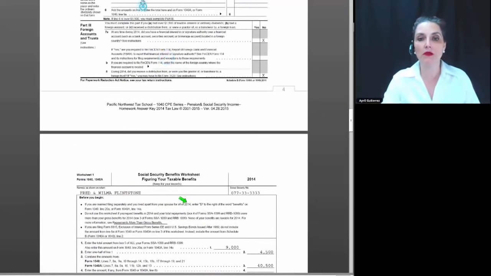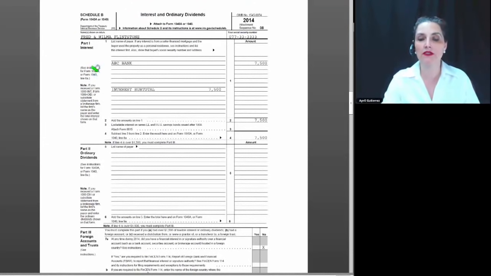The other document I did want you to take a quick peek at is the interest received from ABC Bank. That is reportable on Schedule B.